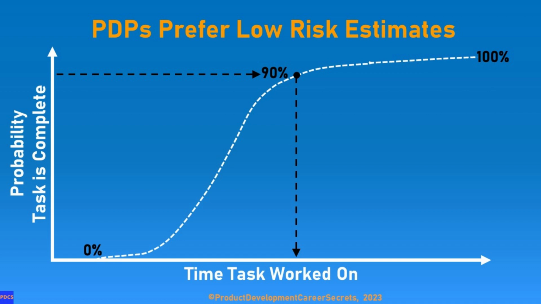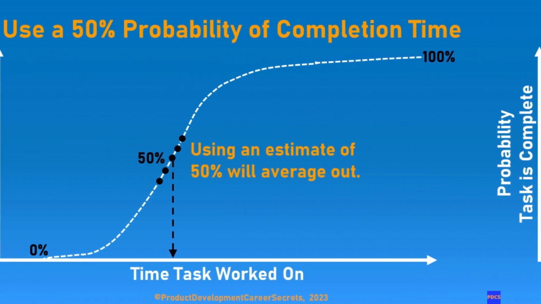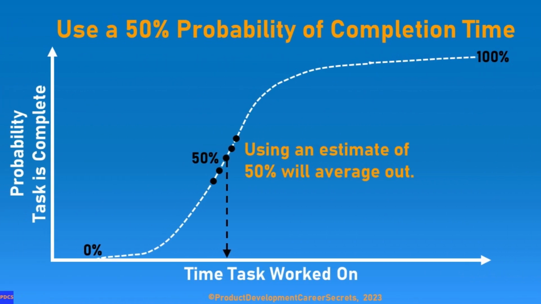The thing is, using a 50% probability to estimate task completion time is more accurate. 50% of the tasks will be done early and 50% will be done late. The pluses and minuses usually work out. They balance out. No one task needs to be estimated totally accurately.